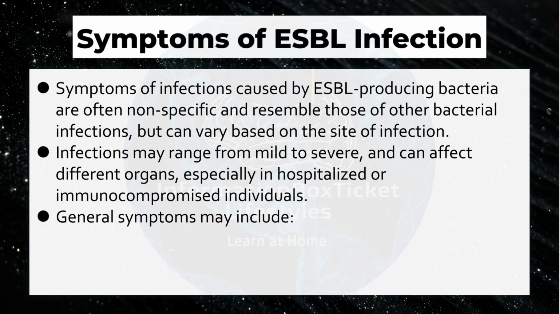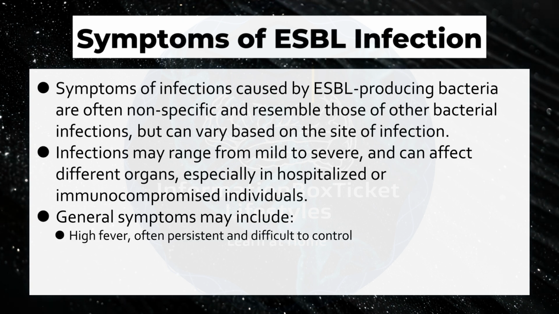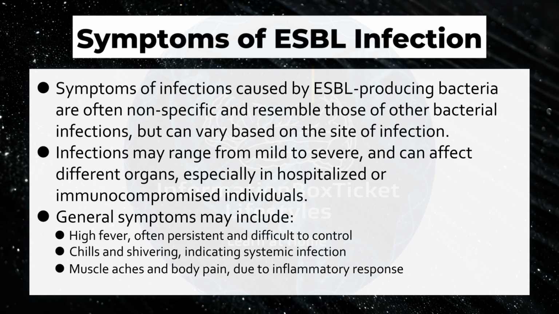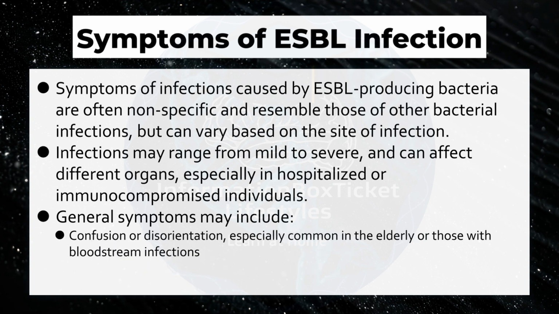General symptoms may include high fever, often persistent and difficult to control, chills and shivering, indicating systemic infection, muscle aches and body pain due to inflammatory response, fatigue, weakness, or malaise, confusion or disorientation, especially common in the elderly or those with bloodstream infections.